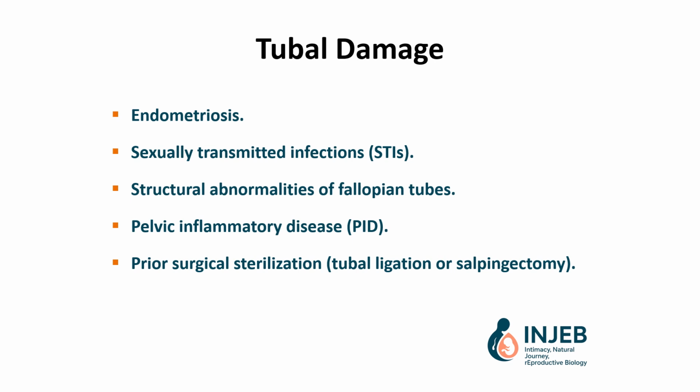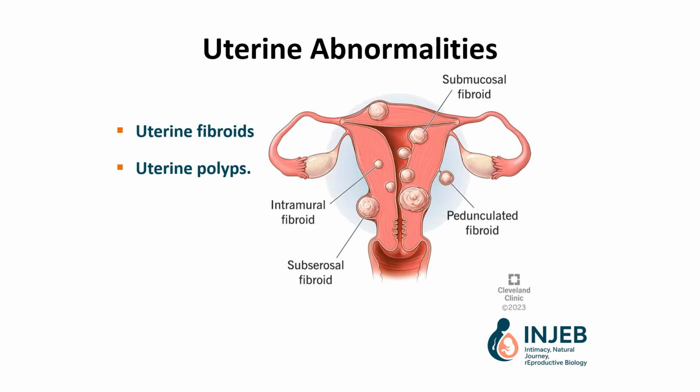And finally, tubal damage can be related to prior surgical sterilization, either tubal ligation or salpingectomy. Salpingectomy is the removal of the fallopian tubes, and tubal ligation is just the obstruction without removal of fallopian tubes. Finally, genetic and chromosomal disorder can also be responsible for tubal damage.